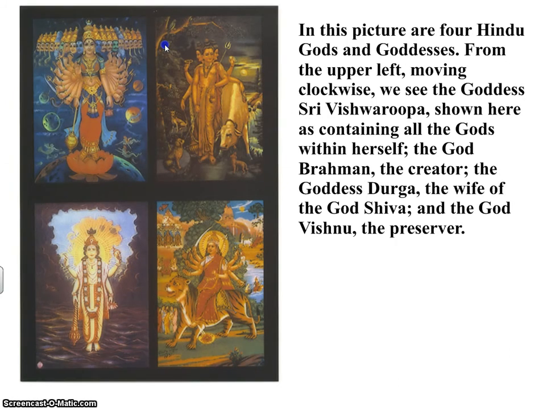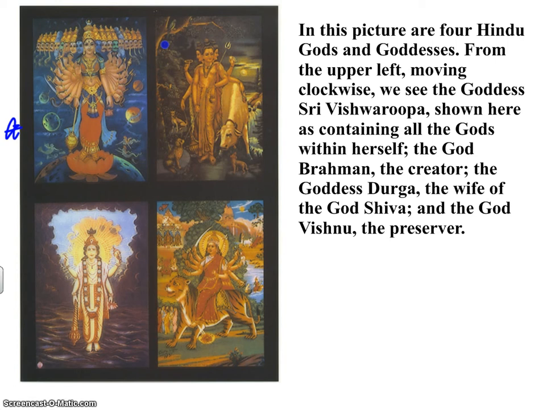Okay. Have a picture on the left side of the screen. There are 4 gods and goddesses from the upper left. So right here, we see the goddess Sri Vishwaroopa. Say that 3 times fast. Shown here as containing all the gods within herself. You see how she has all the arms and heads?